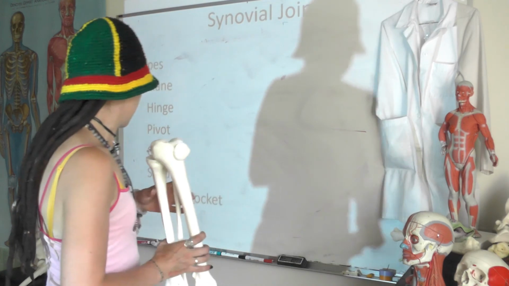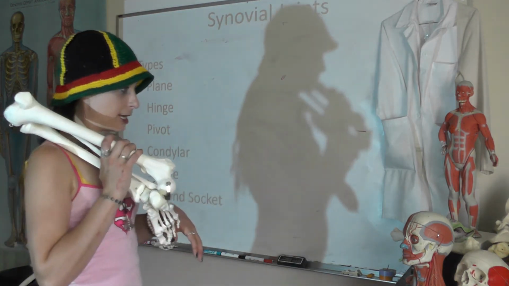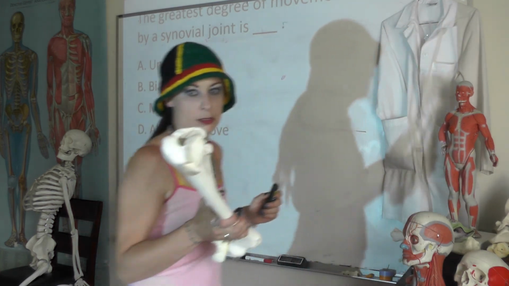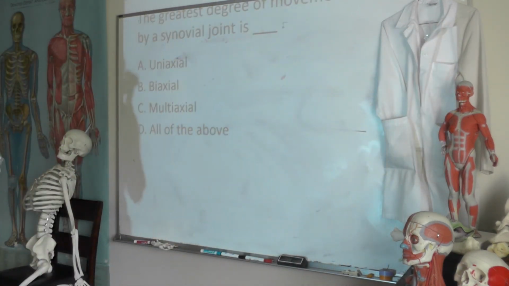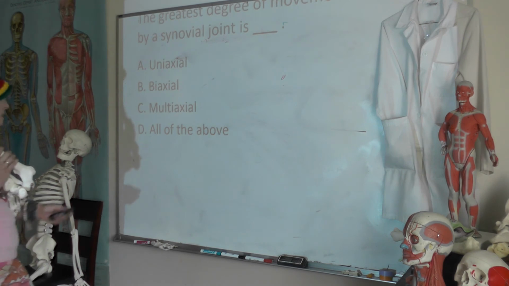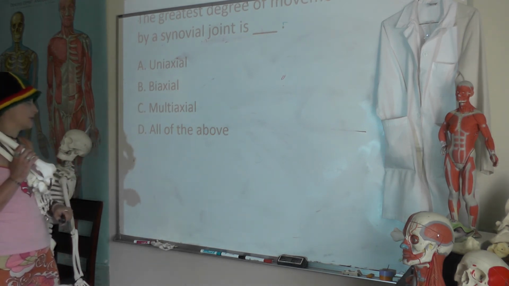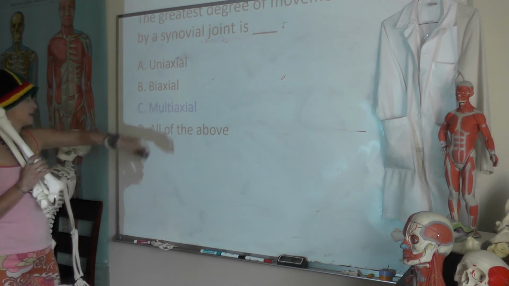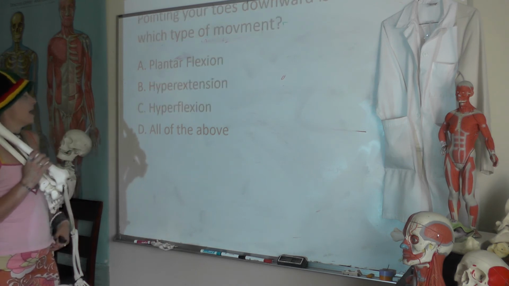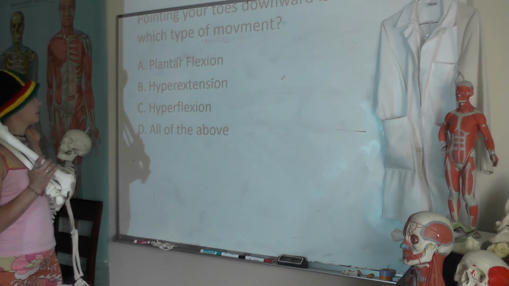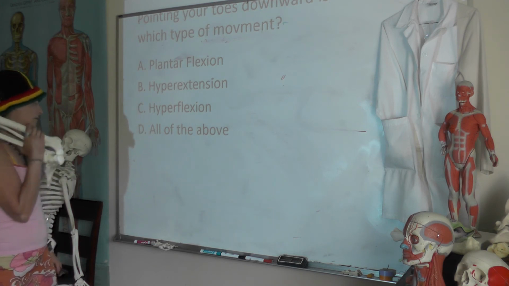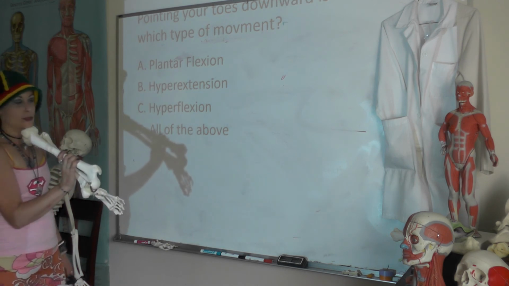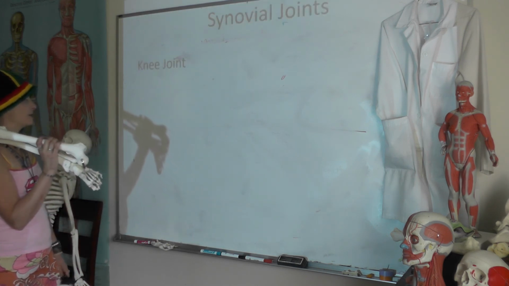I think that is it for lecture material today. Oh, almost. I have a question for you. The greatest degree of movement allowed by a synovial joint is uniaxial, biaxial, multiaxial, or all of the above. Greatest amount of movement is allowed in a multiaxial joint. Pointing your toes downward is described as which type of movement? Plantar flexion, hyperextension, hyperflexion, all of the above. Plantar flexion, good job.